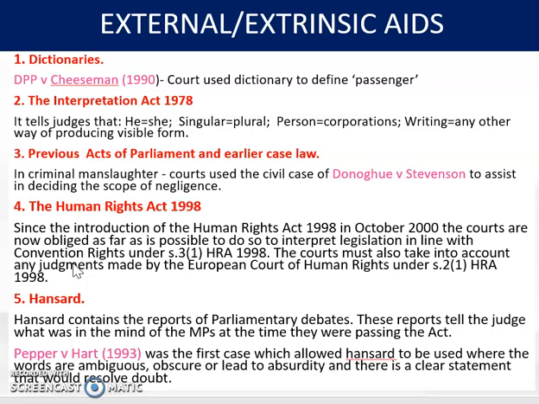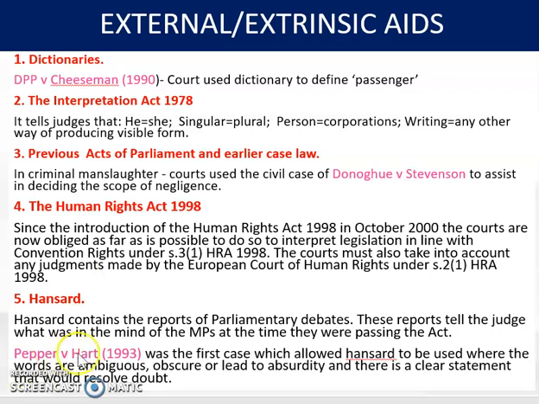Final extrinsic aid for us to look at today is Hansard. And Hansard is the reports of parliamentary debates that led up to the passing of the Act of Parliament. And these reports can tell the judge what was in the minds of the MPs when they were passing the Act. And that might be really useful, again, for judges who are wanting to use the mischief or the purposive approach. Because if you can see what the MPs were saying when they were passing a piece of law, you get more of an insight into what their intention was, what the Act was trying to achieve.